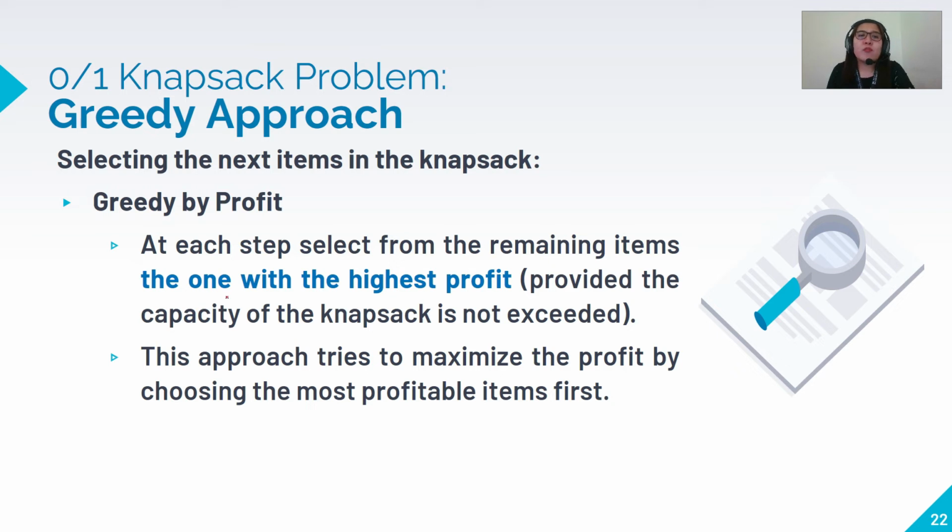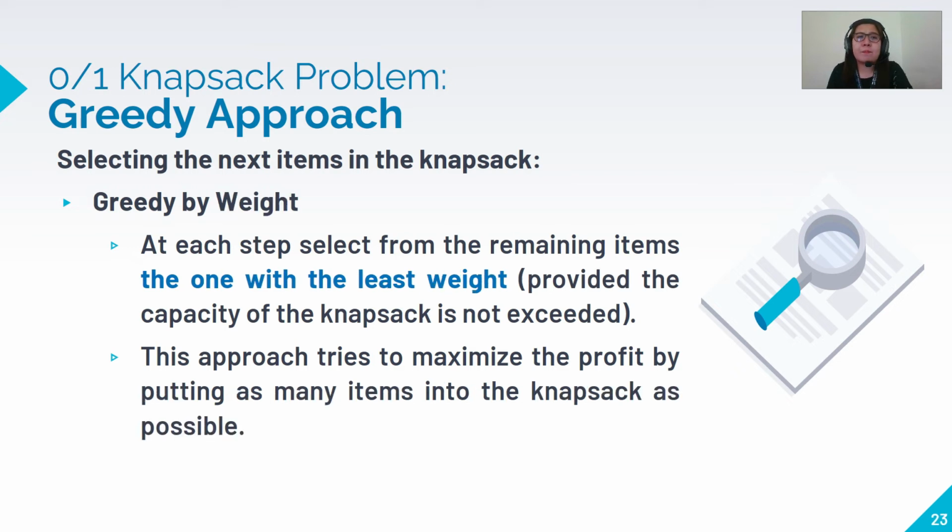So greedy by profit, we will select from the remaining items the one with the highest profit, provided that the capacity of the knapsack is not exceeded. This approach tries to maximize the profit by choosing the most profitable items first. Next, we have greedy by weight. At each step, select from the remaining items the one with the least weight, yung pinakamagaan or pinakakonting weight, provided the capacity of the knapsack is not exceeded. This approach tries to maximize the profit by putting as many items into the knapsack as possible.